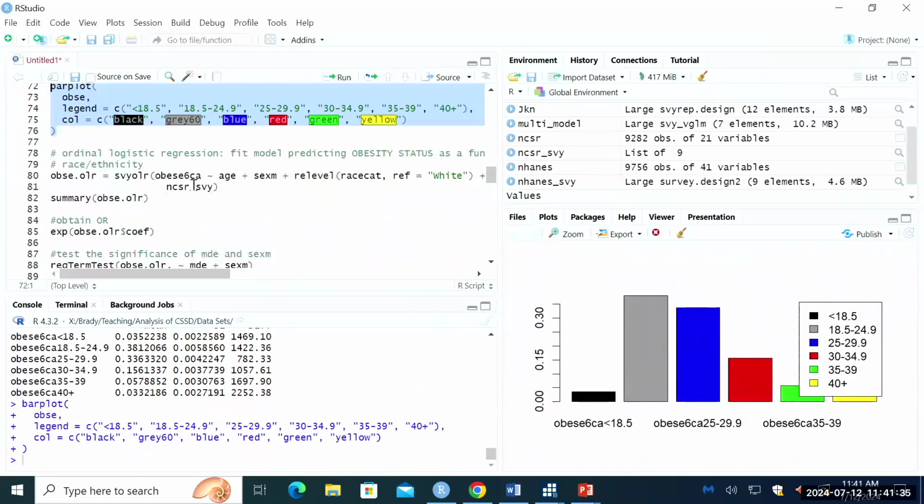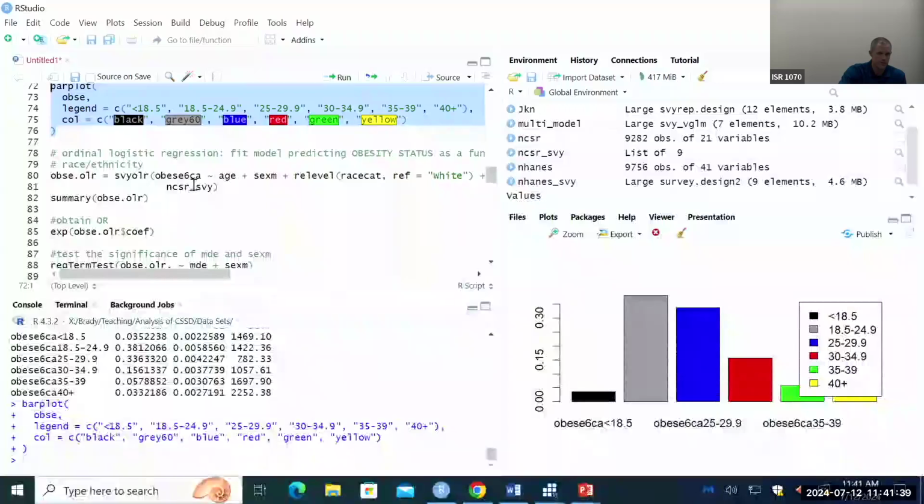Okay, now ordinal is within the survey package. So the survey package contains this svyolr function that you can use to fit ordinal models using that proportional odds assumption. That's the key point here: when you fit this model by default, it will use the proportional odds assumption, but there's no easy way to test it, allowing for the complex sample design.